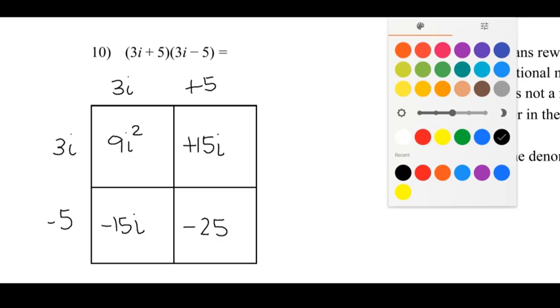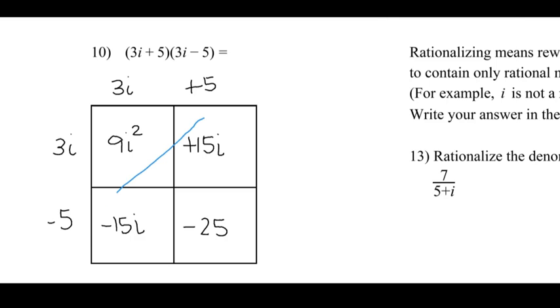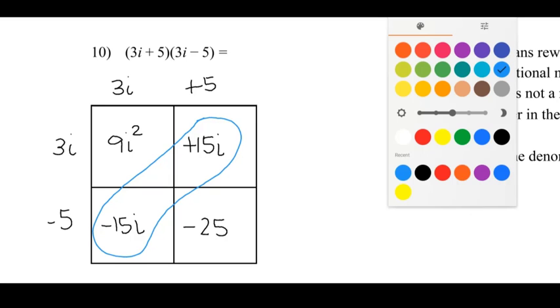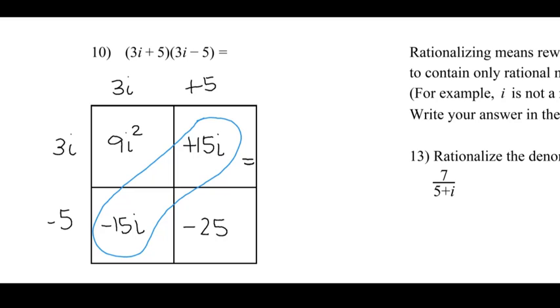Now, what's interesting about this one is that if you combine the like terms, when you multiply, notice in the middle we have positive 15i minus 15i. So these actually add up to 0. And so if we simplify what's in our box, we have 9i squared minus 25. But if you remember from the previous video, anytime you have an i squared, you always have to replace that with what it equals. So as a reminder, i squared is always negative 1.